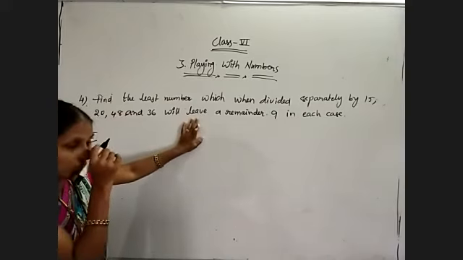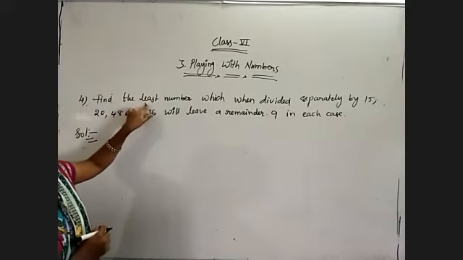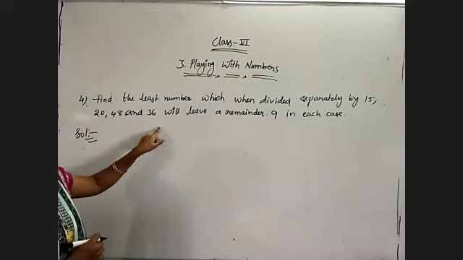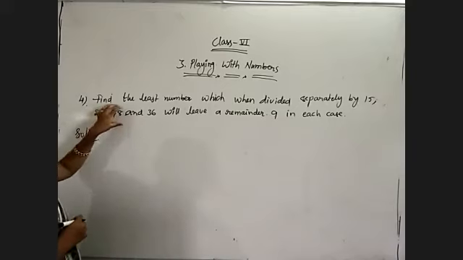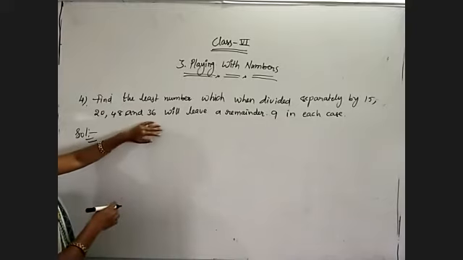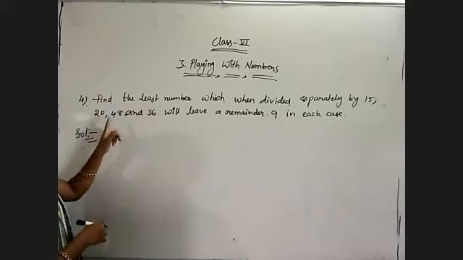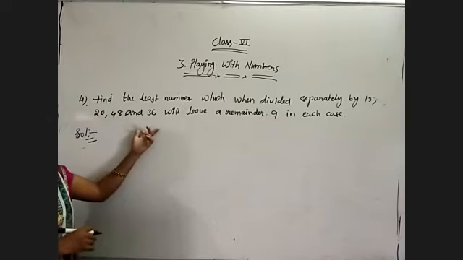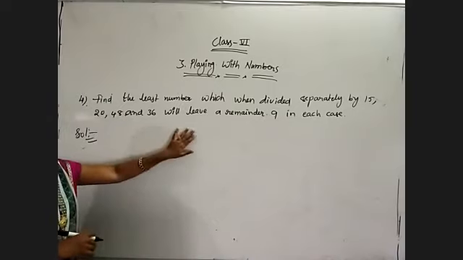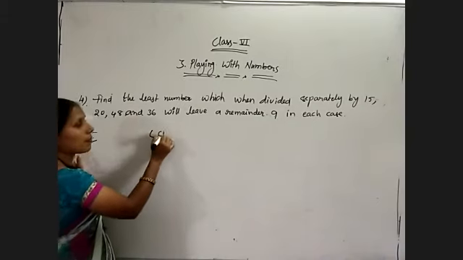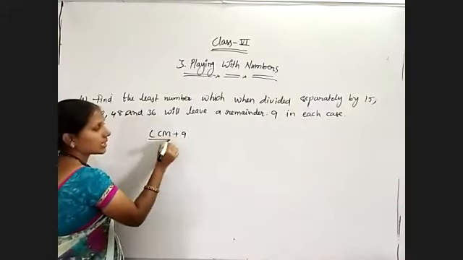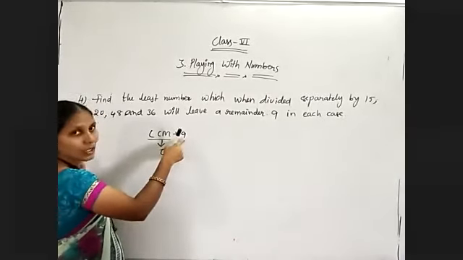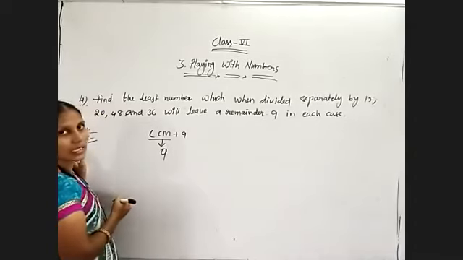That means least number means we must find the LCM of 15, 20, 48, 36. The LCM of 15, 20, 48, 36 is exactly divisible by 15, 20, 48, 36. But what is the condition given? They must leave the remainder 9. So LCM plus 9. If you take the LCM, it will be exactly divisible, meaning the remainder will be 0. If we add 9 to that number, the remainder will become 9.